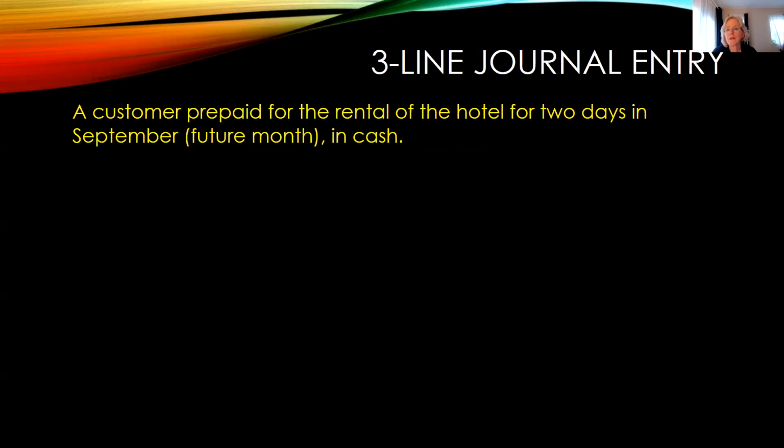And then another 3-line journal entry. A customer prepaid for the rental of the hotel for 2 days in September in cash. So I know we're using the language of prepaid, but it's the customer prepays. So what accounts are involved in this one? This is not a 3-line journal entry. Sorry, guys. 2-line journal entry. So if a customer prepays something, what accounts involved?